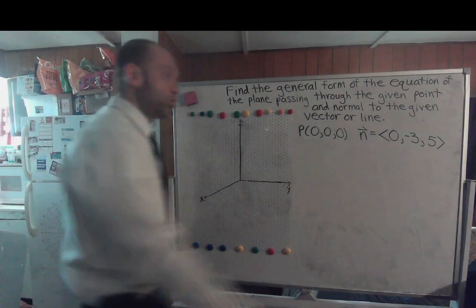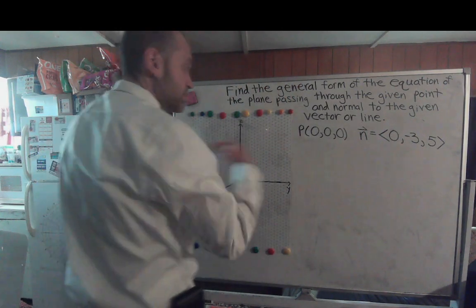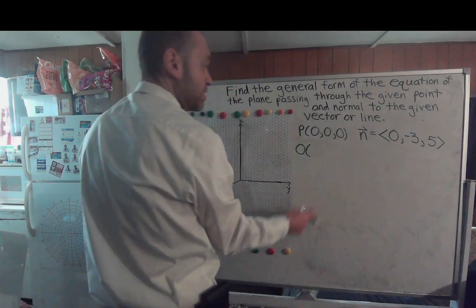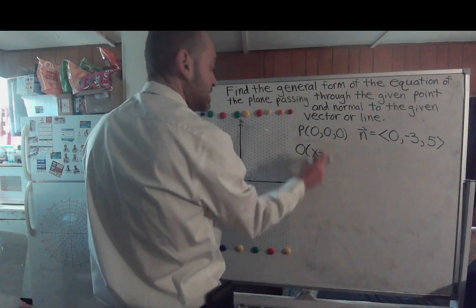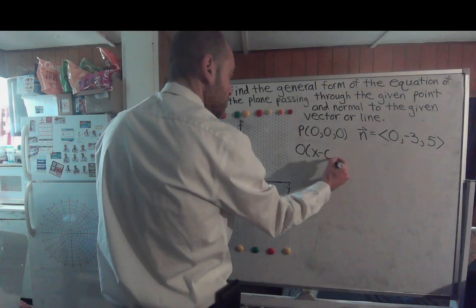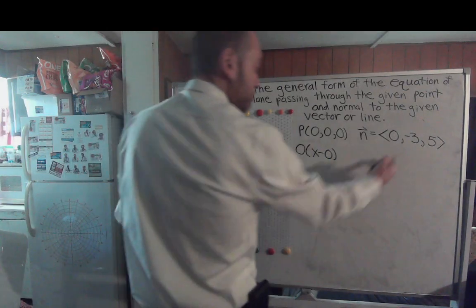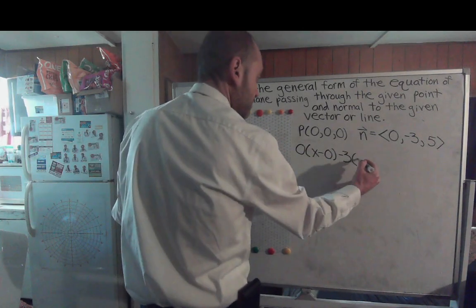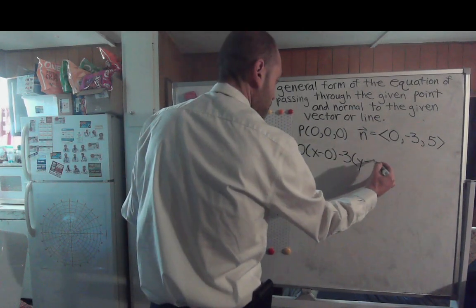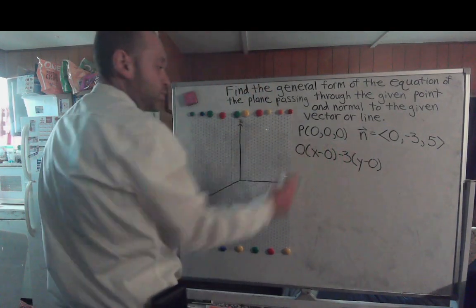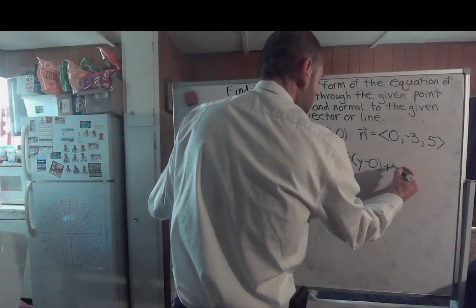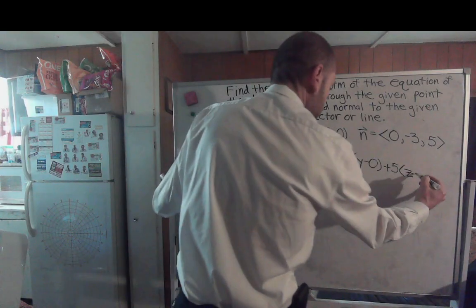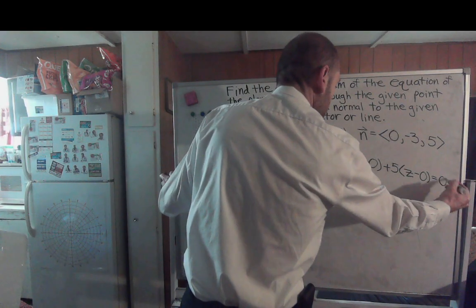So first, again, pull out your direction numbers from that vector. So take 0 times the quantity, since that's your x component, x minus x sub 1, which is 0, plus you'll take that -3, so in this case minus 3 times the quantity of y minus 0, your y coordinate of the ordered triple, plus 5 times the quantity of z minus 0 from the ordered triple, set it all equal to 0.